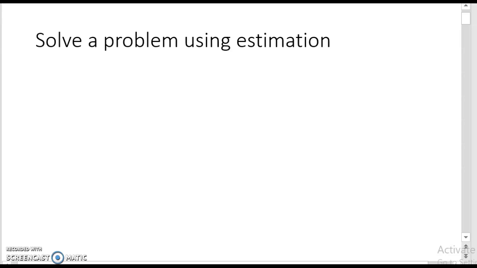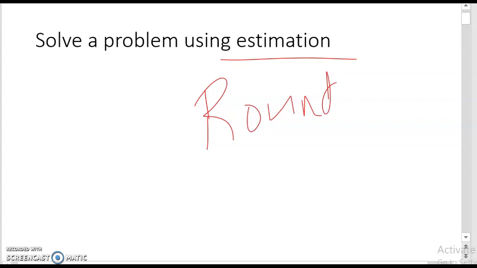All right, let's solve a couple problems using estimation. Now, when we talk about using estimation, that's generally because we are rounding. So think about real world times when you might do this.